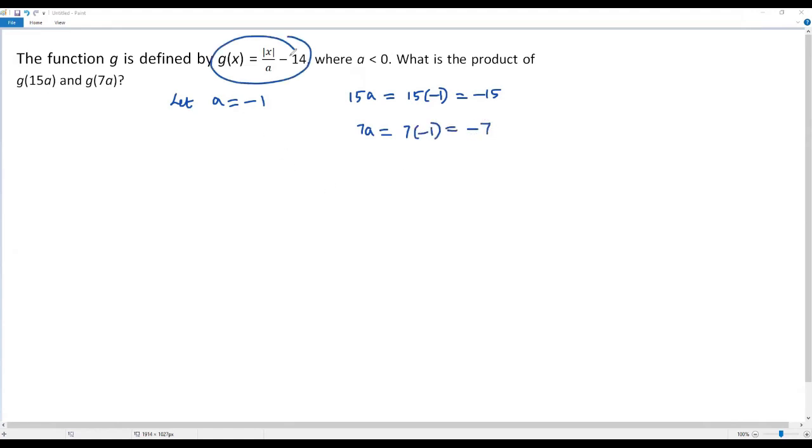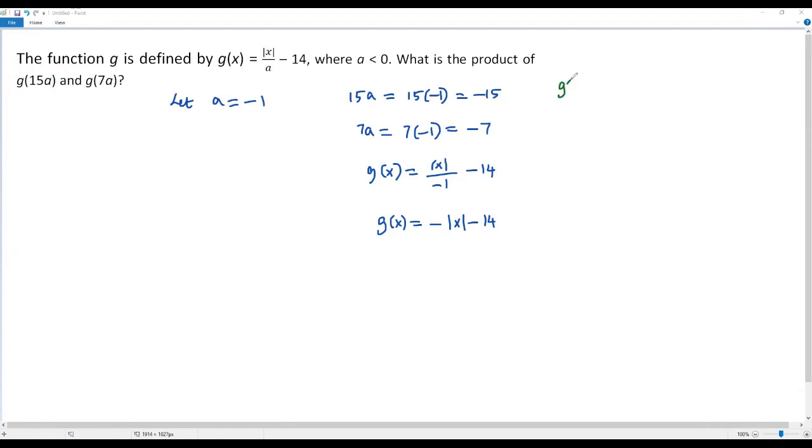And also let me take the function g of x, that is g of x equals absolute value of x divided by a, and for a we can plug in -1, and here we have -14. Then we get g of x equals absolute value of x divided by -1, which is a negative absolute value of x, and -14. Our aim is to get the product of g of 15a and g of 7a. Now let's get the product.